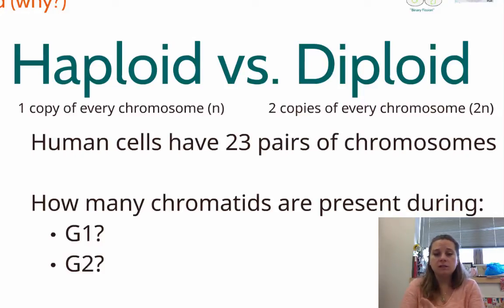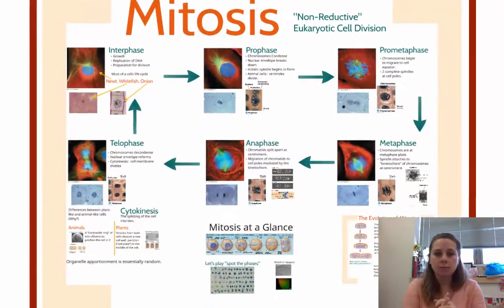So how many chromatids are present during G1 and G2? You kind of have to ask yourself that as we're going through. Jot that down as you go so that you can understand what that's all about.